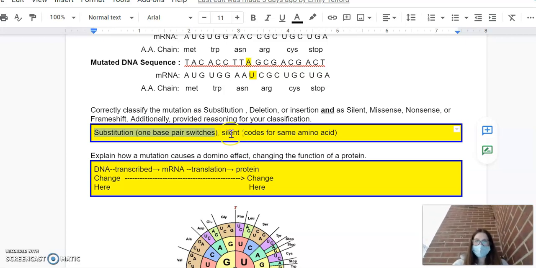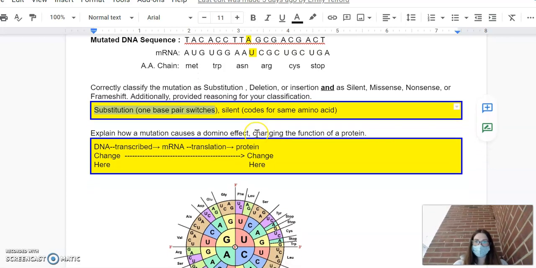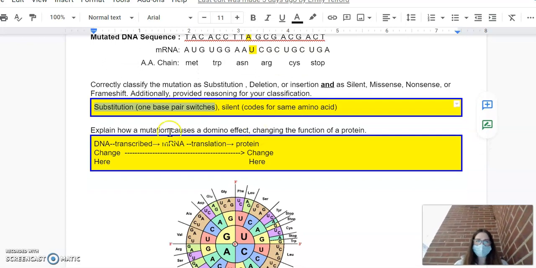Substitution mutation, and a silent mutation because it codes for the same amino acid. And then explain how the mutation causes a domino effect. Well, you change the DNA, everything gets changed after that.